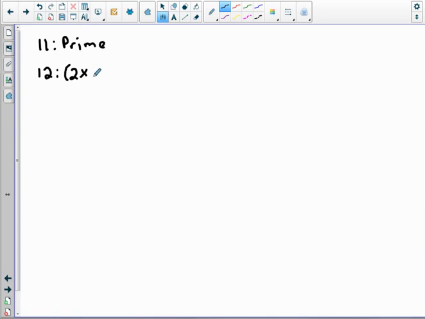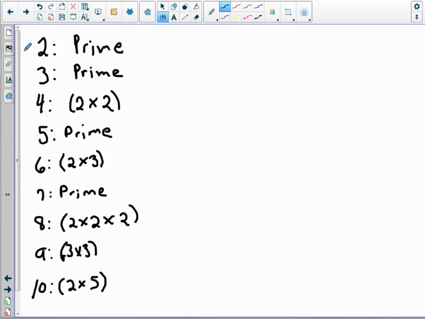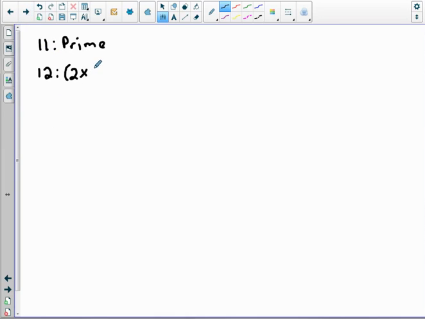But 6 is not a prime number. But if I look back here at 6, its unique set of prime factors are 2 times 3. So instead of saying 2 times 6, I write it as 2 times 3. And as you can see, 2 times 2 times 3 is the unique set of prime factors for 12.